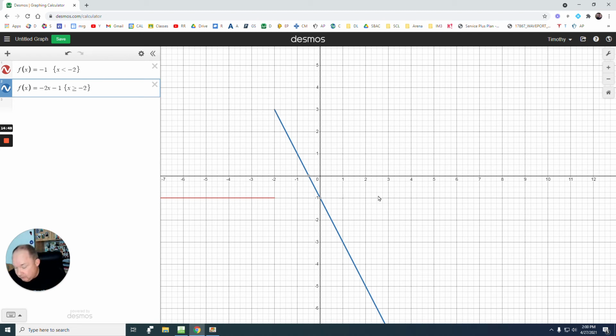So therefore, the question actually asked for just the limit at negative 2. So it doesn't exist for that one, because the left does not agree with the right. They're not approaching the same y-coordinate from the left and from the right. All right, I'm going to stick to this.